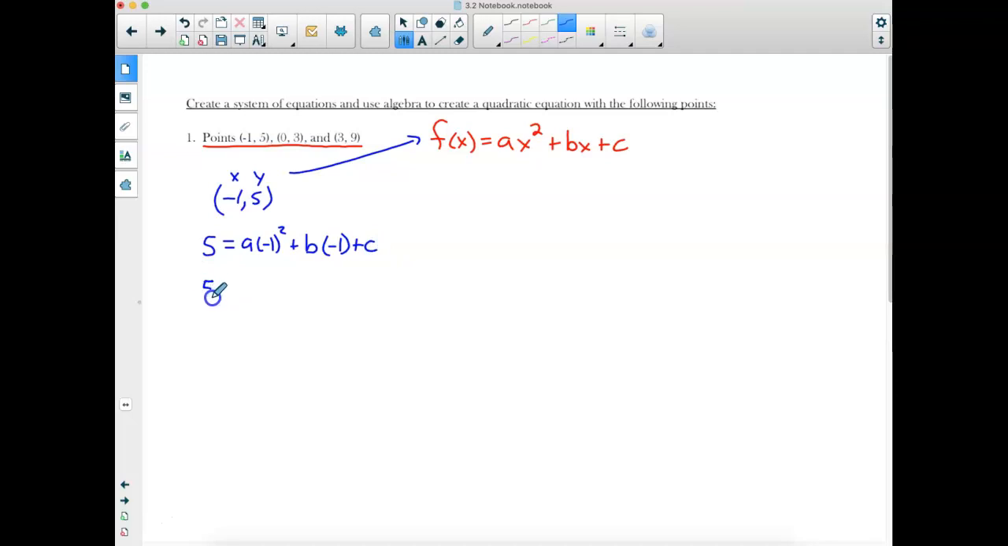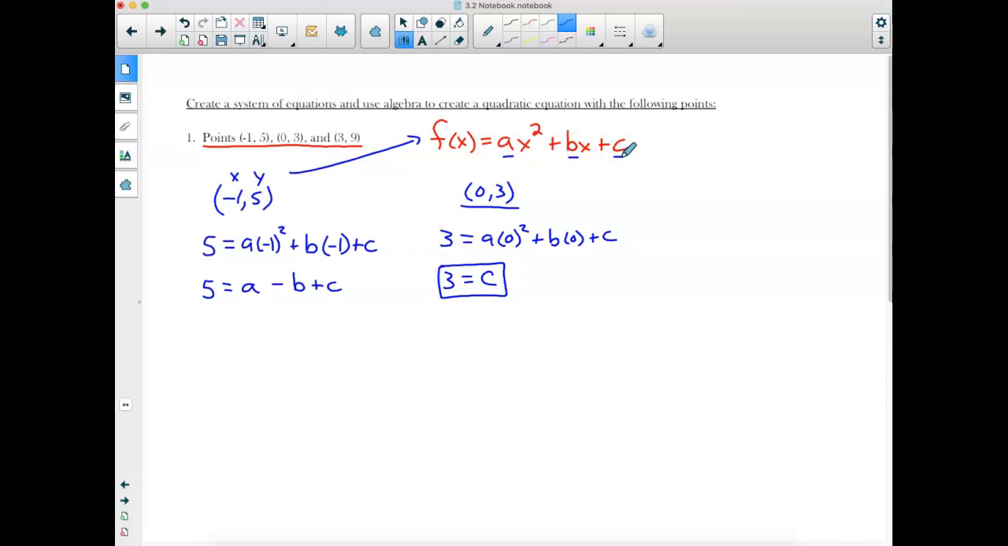Well, this gives me 5 equals -1 squared is 1, so I get a minus b plus c. That is going to give me one equation. I got to grab my next point of 0, 3. And I'm going to plug that one in there. And that's going to be 3 equals a times 0 squared plus b times 0, plus c. So I can see 3 equals c, which is nice because in the end I need to know what a, b, and c are so I can write all those values.